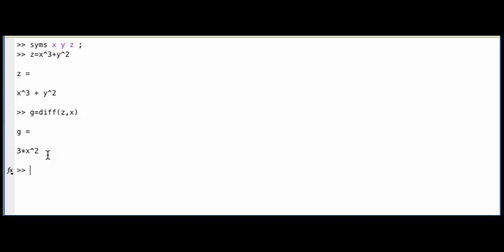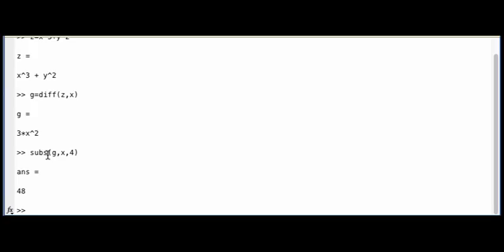And now if we want to plug in a number, for instance, let's say we want to evaluate this partial derivative at a certain value of x, we can use the subs function. So we say that we want to substitute into g a certain one of the variables. Well, in this case, the only variable is x. We'll put in x. And let's say we want to substitute a value of 4, put that in, and it gives us the evaluation.